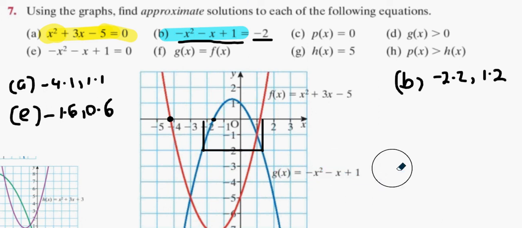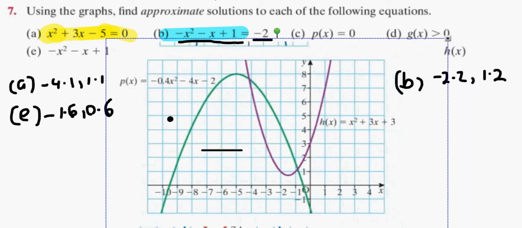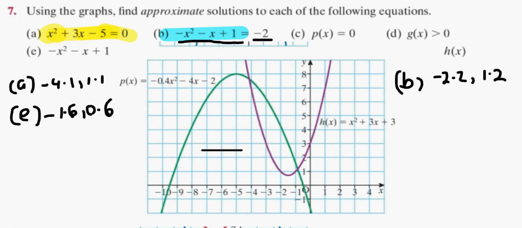What about p(x) equals 0? How'd you do that one? Do we have the right graph? Where's p(x) located? There's p(x) there. There we see it. Now, where does p(x) equal 0? Can anybody tell me? Where does the y value of p(x) equal 0? Minus 0.9 points? 0.6-ish. And? Minus 0.5 points? Everybody cool with that? Next thing.